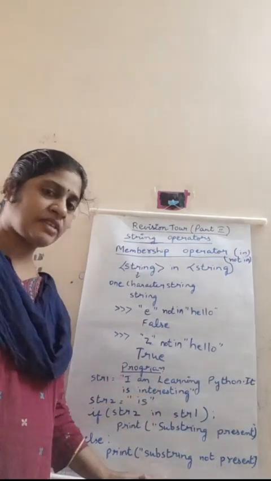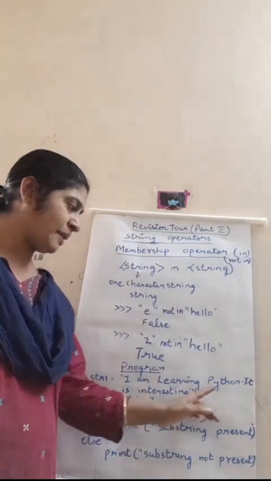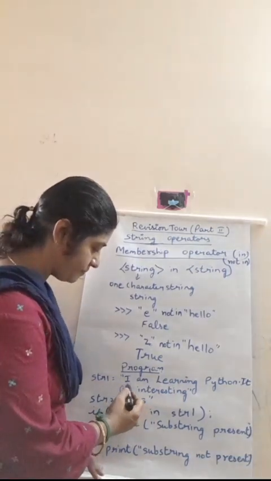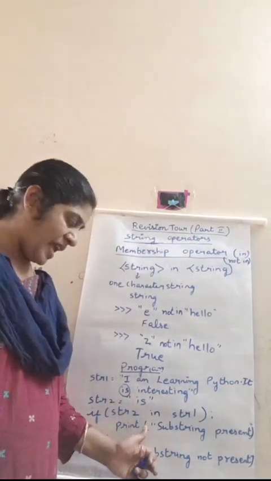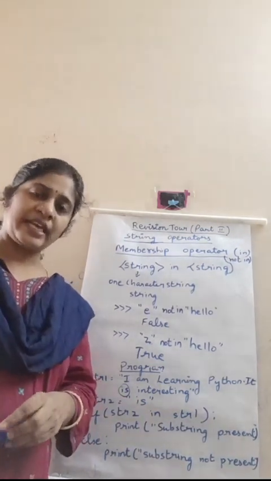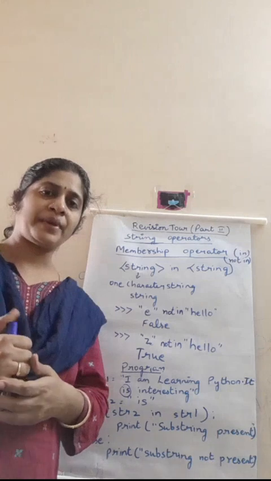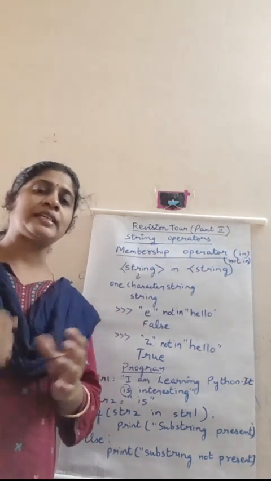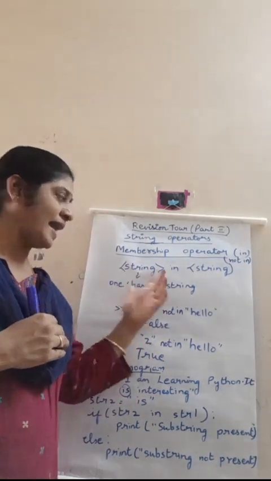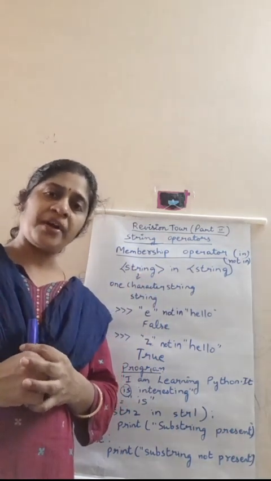So what would be the answer of this program? Is is present in this text? Yes, in I am learning Python, it is here. So is is there. So it will give you true, and the answer of this program is going to be substring present. You can try this program and see. So this is the working of the membership operator in. It is used to check whether a substring or a one character string is present in a text or a main string.